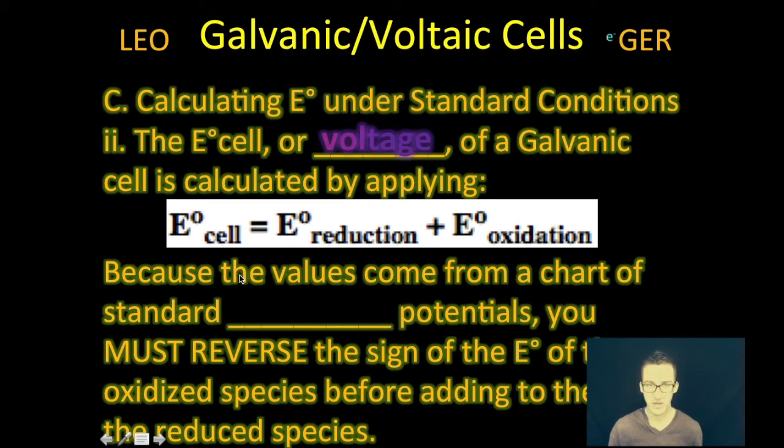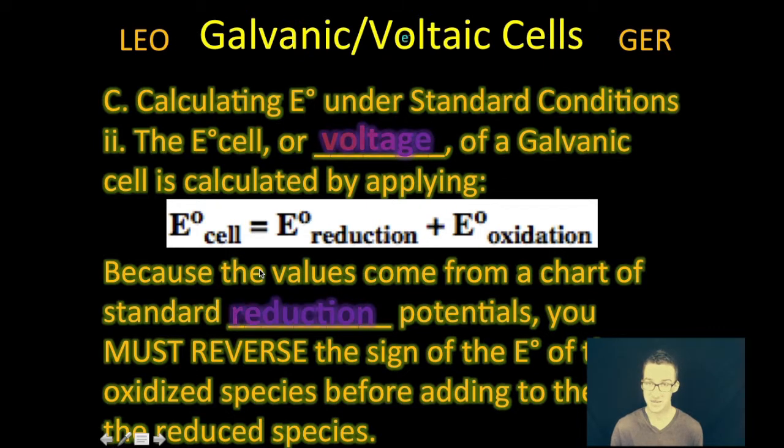We're going to then use that chart, or the ones that are provided to us in the problems, to calculate what the standard cell voltage is for a galvanic cell. This is one of the big things that you'll have to do. It can seem a little daunting right now, but it's pretty straightforward. All you have to do is take the reduction potential, or the standard cell voltage for the reduction half reaction, and add it to the standard cell voltage for the oxidation half reaction.